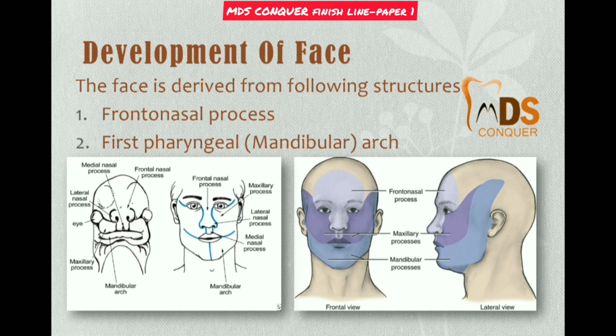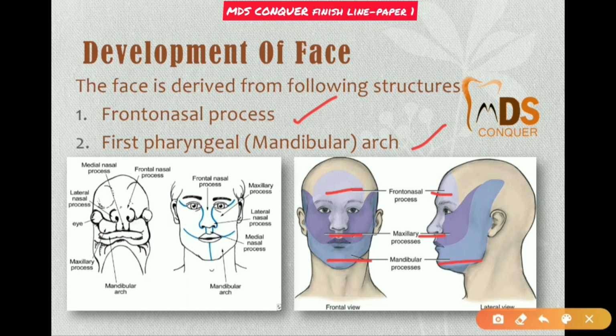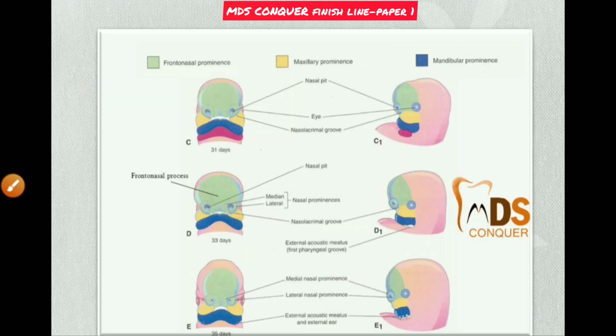Then starts the development of the face. It is derived from two processes, that is the frontonasal process, and the other structure is the first pharyngeal or mandibular arch. So you can see here this is the frontal process, this is the maxillary process, and this is the mandibular process. This diagram you can draw for the face development. You can draw a limited number of diagrams with the important points.